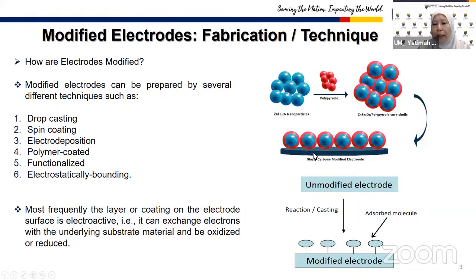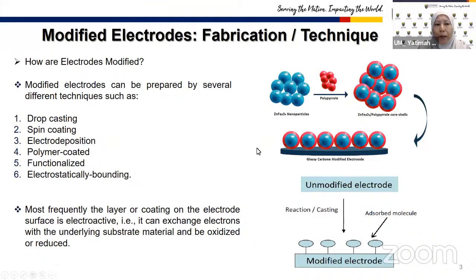When we coat the glassy carbon electrode, we call it a glassy carbon modified electrode, because on top of the glassy carbon we have all these zinc peroxide and polypyrrole core shells. This is where we do a modification, and this modification we also call fabrication. So we start with the unmodified electrode, coat it with conducting materials on top, and then we call it a modified electrode.